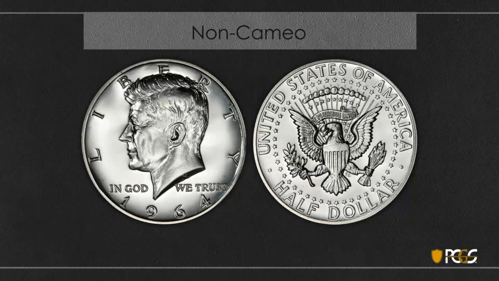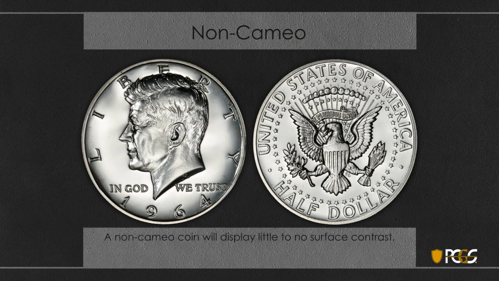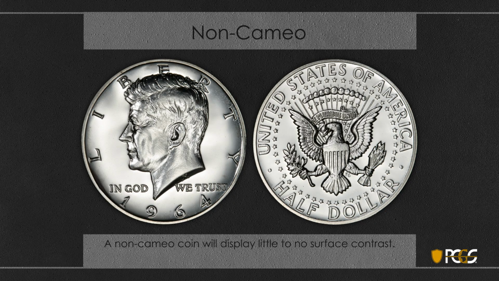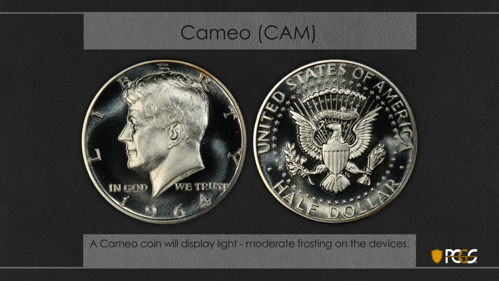The first is a non-cameo coin, and you will see it displays little to no surface contrast. The devices and the fields are virtually identical, and once again, there's little to no contrast. A cameo will display light to moderate frosting on the devices, and it's important to remember this frosting must appear on both sides of the coin. If it's only on one side or another, it will not qualify as a cameo.